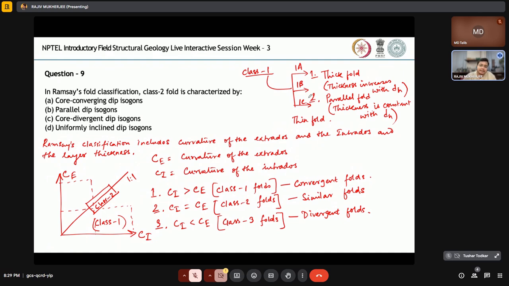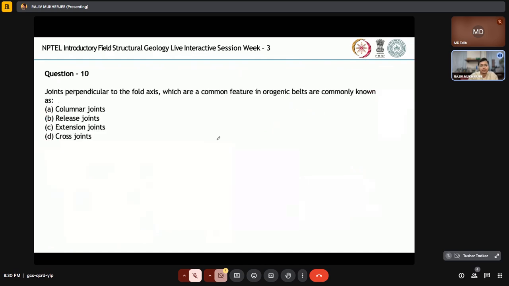So this is how, based on the curvature and the thickness of the fold layers, Ramsay's classification can be simplified for understanding what is class 1, what is class 2 and what is class 3. And if you just follow the discussion, it is easy to say that in Ramsay's classification, class 2 folds is characterized by obviously parallel dip isogons because it lies on the 1:1 line, right? Okay, let us move on to the next question.